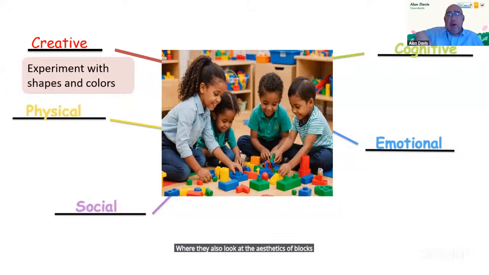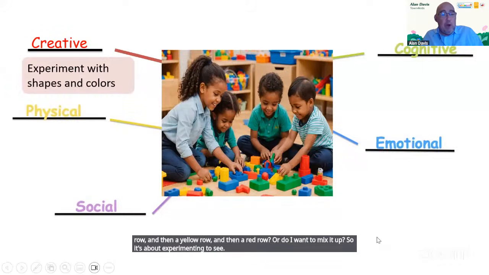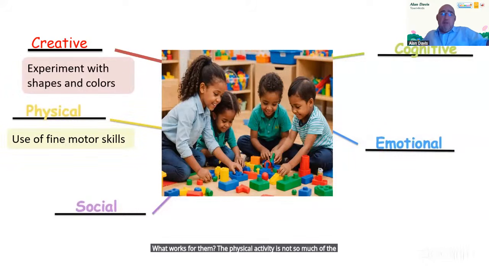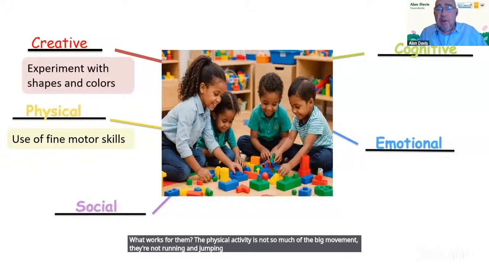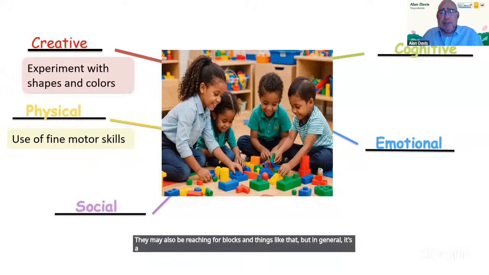So can I have a whole green row and then a yellow row and then a red row, or do I want to mix it up? So it's about experimenting to see what works for them. The physical activity is not so much of the big movement. They're not running and jumping and moving around like that, but they are using their hands. So they're working on their fine motor skills. They may also be reaching for blocks and things like that, but in general, it's fine motor skills.